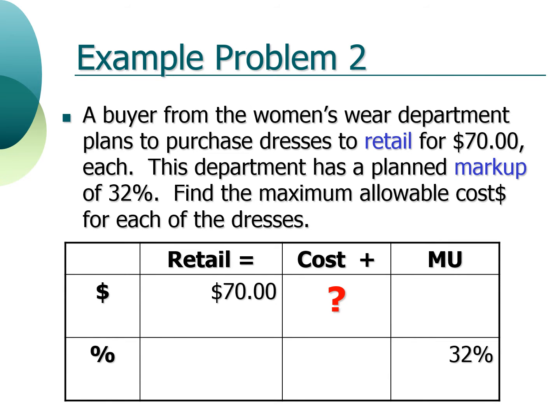Let's first figure out where to put the given numbers in this grid. Since we know that retail equals cost plus markup, we put a grid like this. We know the retail price is $70, and our markup percent is 32%. So the question mark goes to the cost dollar cell. We're supposed to find the maximum cost that we can pay to buy each of these dresses. Let's work on this after pausing the video for a while.